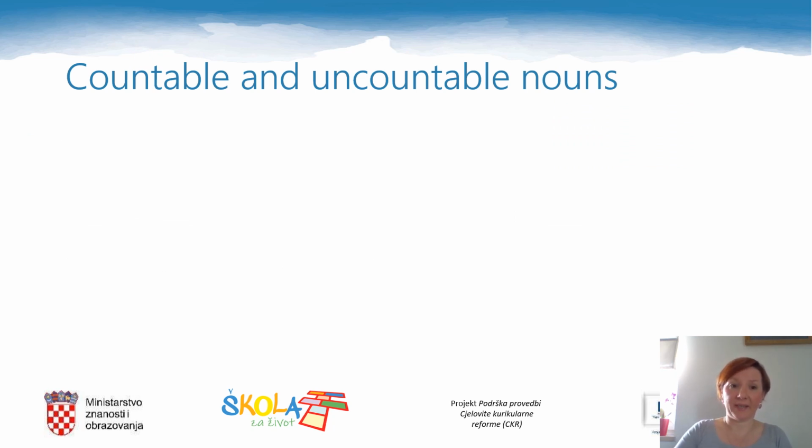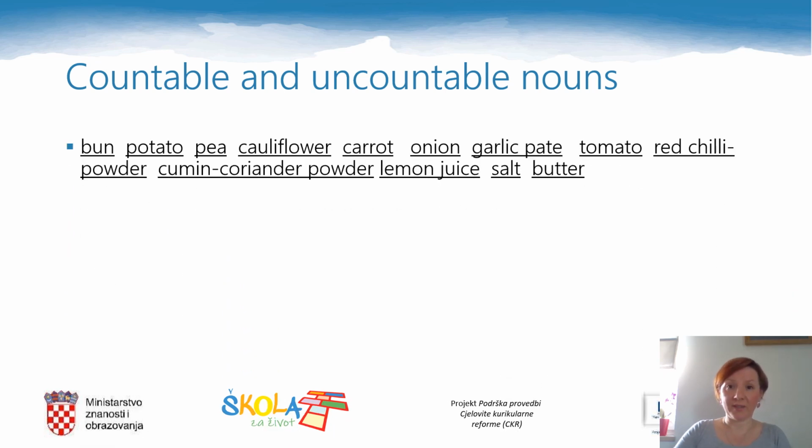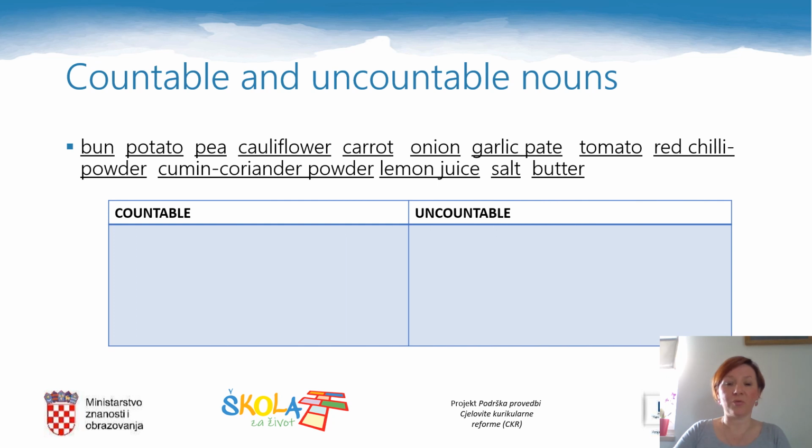Take a look at the title of this slide, Countable and Uncountable Nouns. Now here are the ingredients for Pav Bhaji, the Indian dish. Some of these words are countable and some of them are uncountable. At this point, I would like you to take your notebooks and your pencils or pens, stop the video and do the following task. Draw the table in your notebooks and sort the words into two categories, countable and uncountable. Don't worry if you make a mistake, we'll check it later together. So now stop the video and do the task.